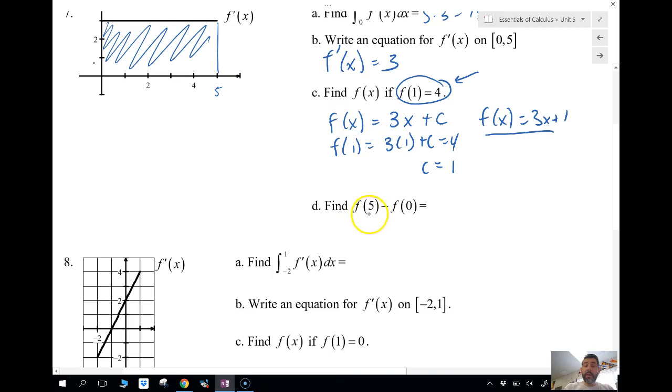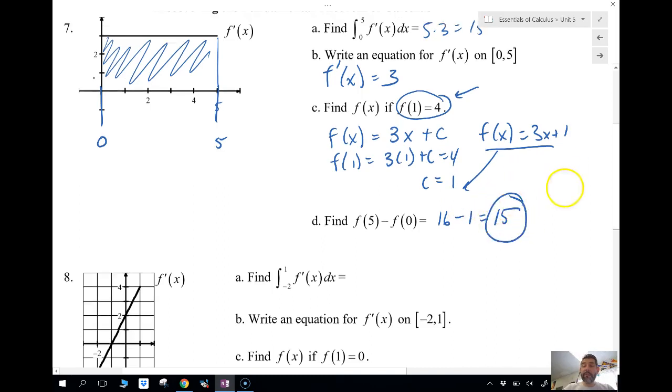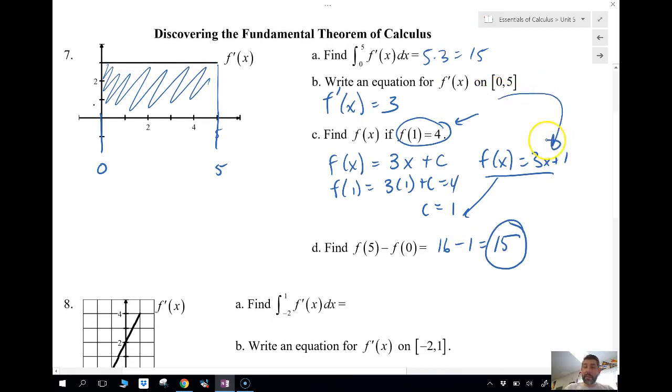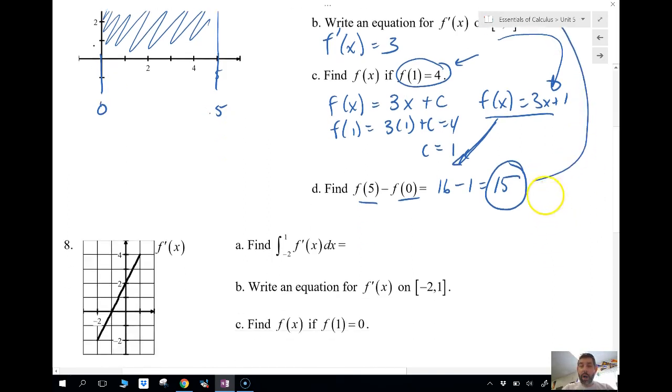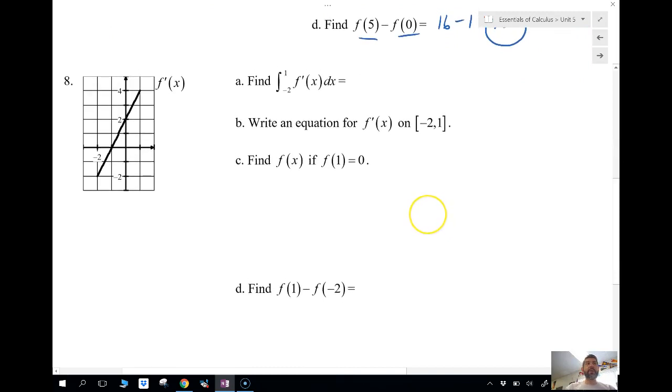Let's see what we got if we did f of 5 minus f of 0, basically going from 0 to 5, now that we have our function, right? If I plugged in 5 in there, I get 16. If I plug in 0, I get 1, which is 15. Hey, look at that. If I took the antiderivative and then I took the x from where I'm looking for the area, I end up with the same thing as the area. What? That's right. That's pretty crazy, right?